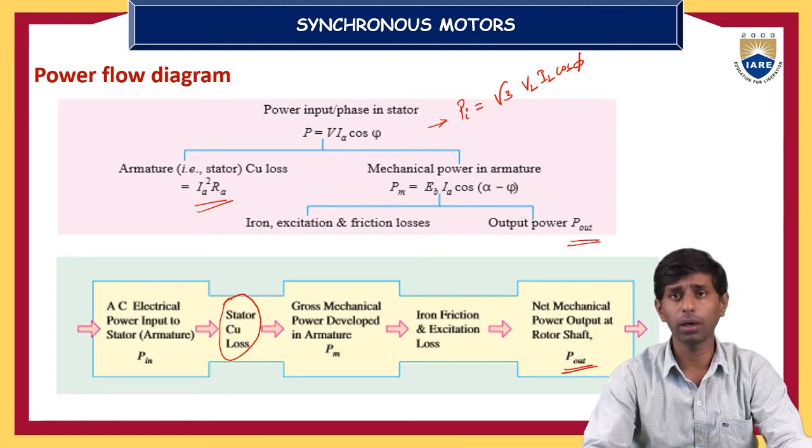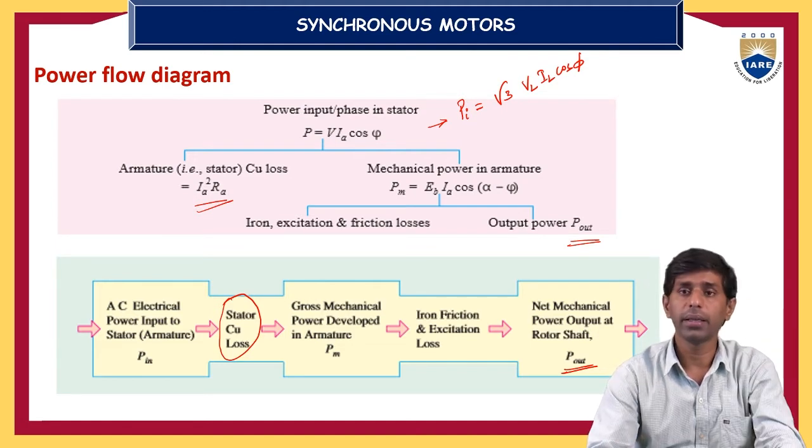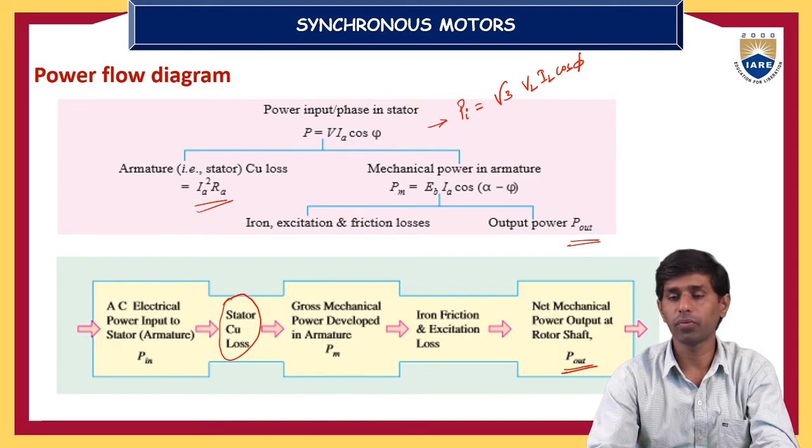So this is the general power flow diagram for a synchronous motor. Your input power will be converted into gross mechanical power. In between them we have the stator copper losses, and between the developed mechanical power and the output we have the iron, frictional as well as excitation losses.